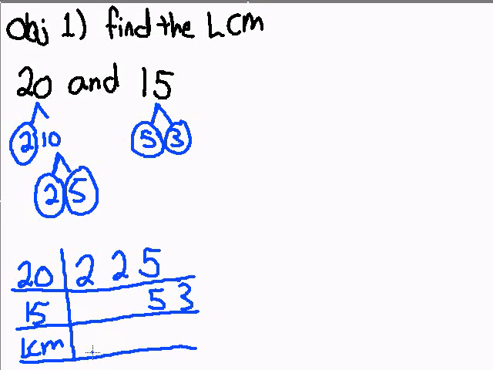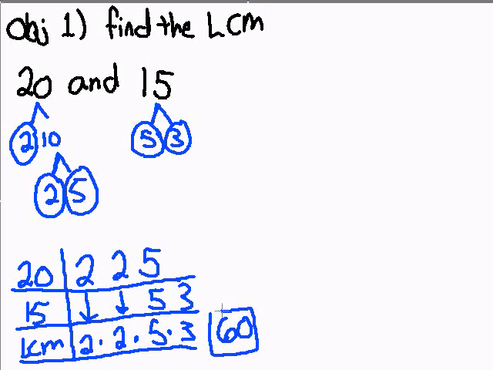So the least common multiple then, I bring down each one of the numbers one at a time. It would be 2 times 2 times 5 times, and I bring down the 3. Or 2 times 2 is 4, times 5 is 20, times 3 is 60. And I found the least common multiple using a grid.